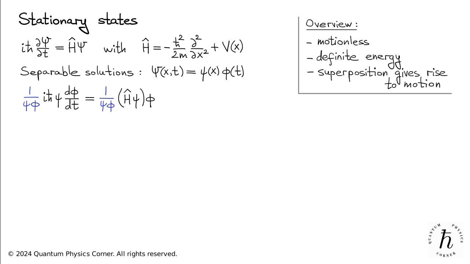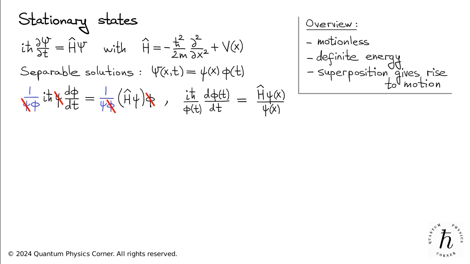Let's now divide both sides of the equation by the product of lowercase psi and phi. Then, we can cancel psi on the left-hand side of the equation, and phi on the right-hand side. In this way, we end up with the following equation, which represents the Schrödinger equation for separable states. To ensure clarity, I have explicitly indicated the time dependence of phi on the left-hand side and the space dependence of psi on the right-hand side of the equation.